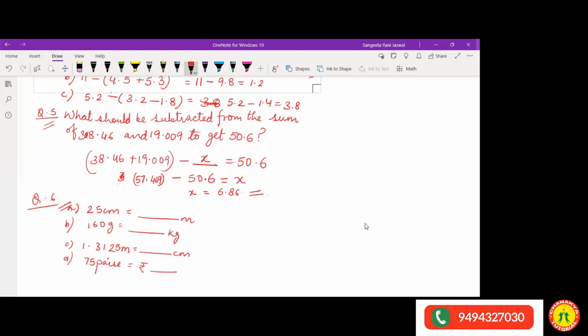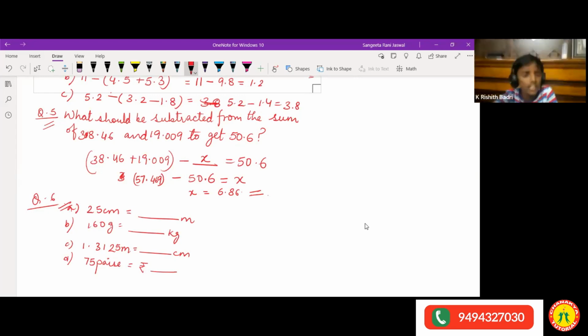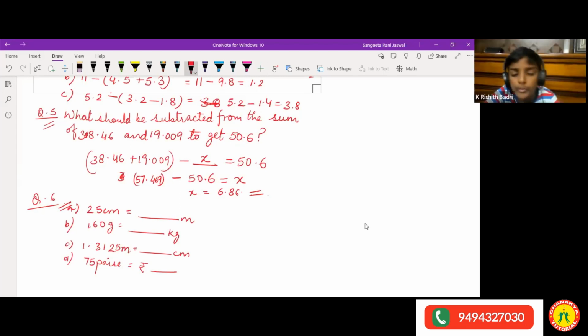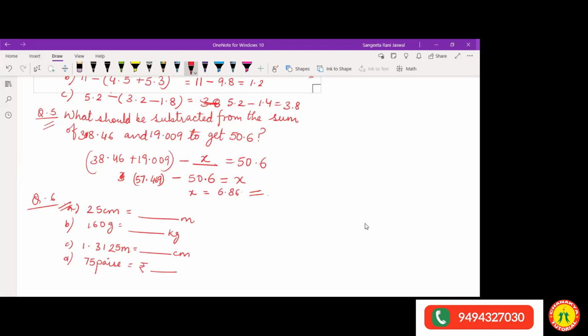Ma'am, done all. Yes, Adrit, you tell me. What will you get here? Ma'am, can you wait for one minute? Ma'am, there is no calculator here. Ma'am, the C part is 1.3125 meters. Ma'am, done all. C part is 1.3125 meters.